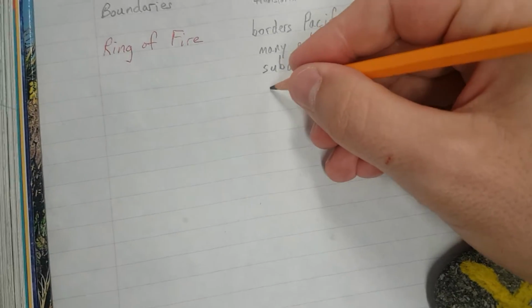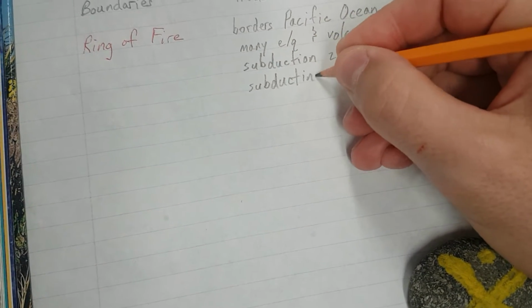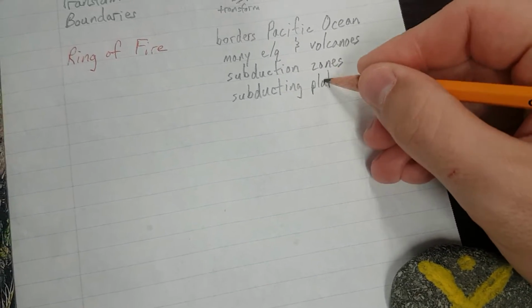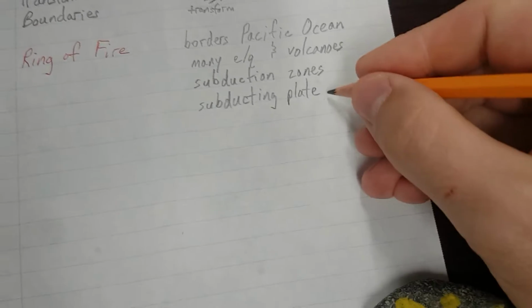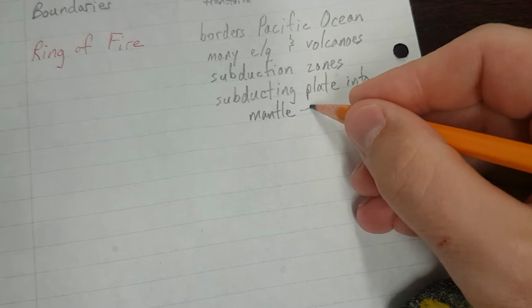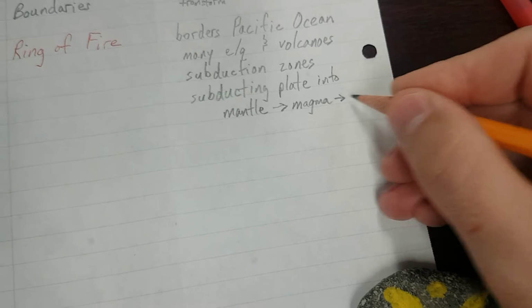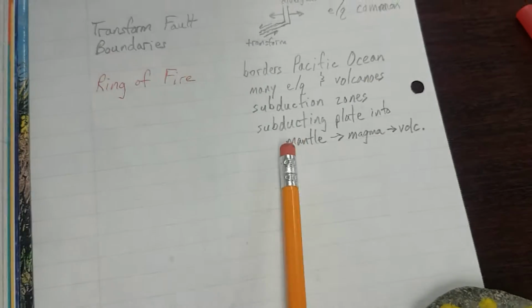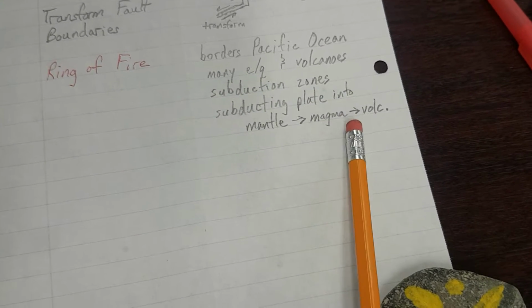So, in the subduction zones, the subducting plate, S-U-B-D-U-C-T-I-N-G, plate, P-L-A-T-E, sinks into the mantle, melts to form magma. Subducting plate into, I-N-T-O, indent, mantle, M-A-N-T-L-E, arrow, magma, M-A-G-M-A, arrow, V-O-L-C, period. So the subducting plate goes down into the mantle, melts to become magma, and eventually can rise and burst through the crust as a volcano.